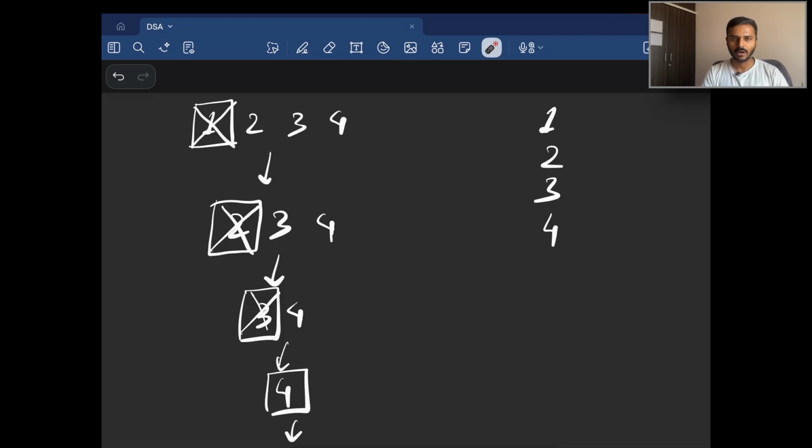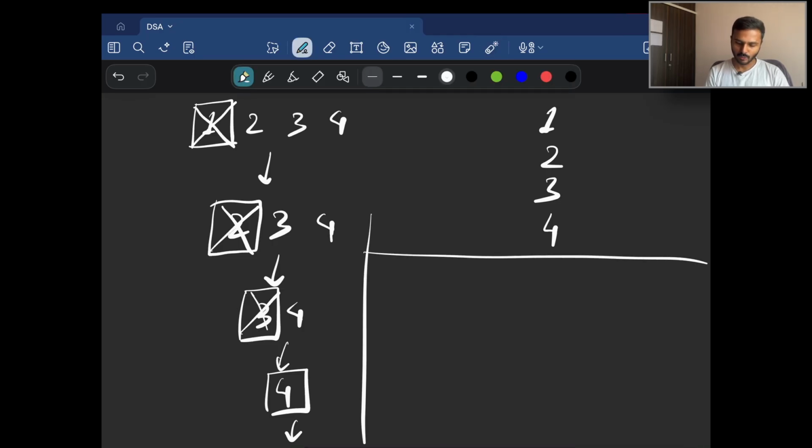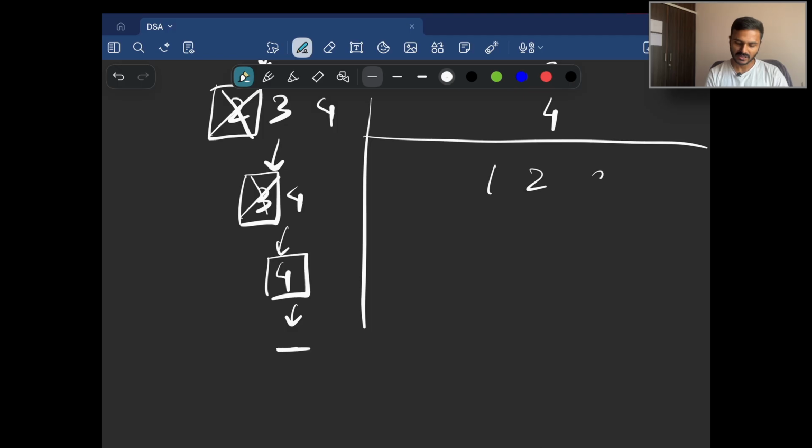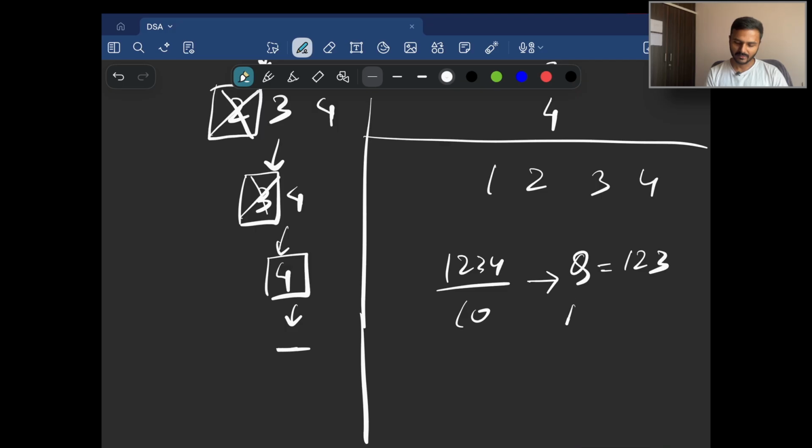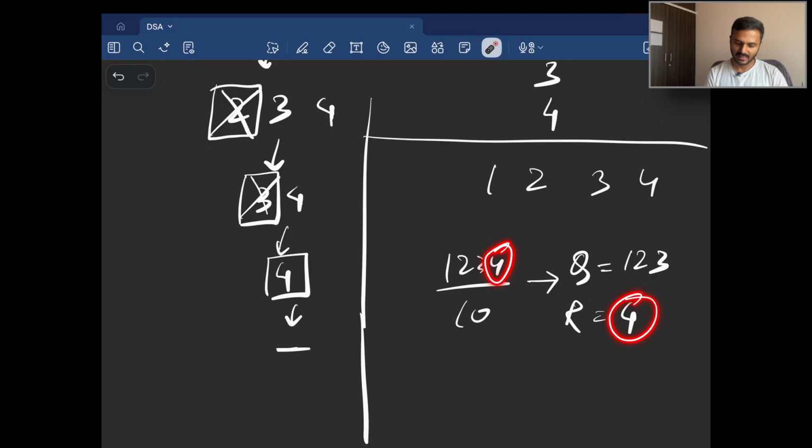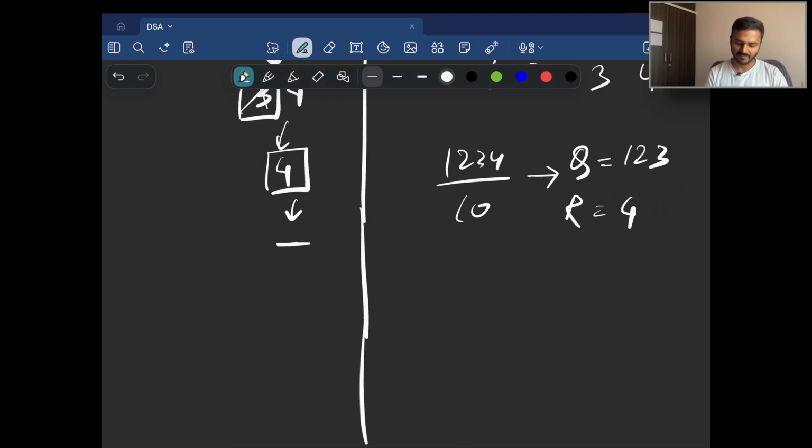But the next question is, how are we going to solve this using programming? Let's understand that. If you're familiar with how to extract digits from last to first, you would know that we do that by dividing the given number by 10. If we do this, we get 123 as the quotient and 4 as the remainder. This 4 is the last digit of the given number, and this 123 is the number we operate on in the next cycle.